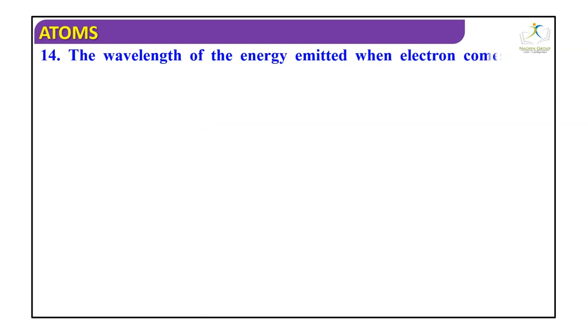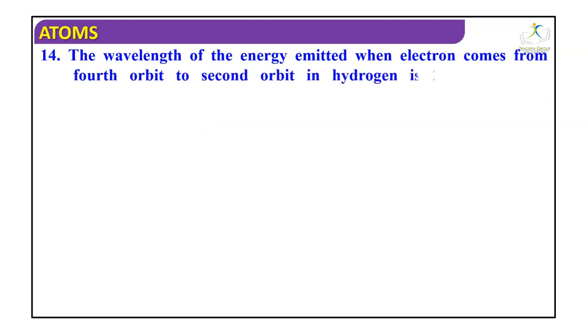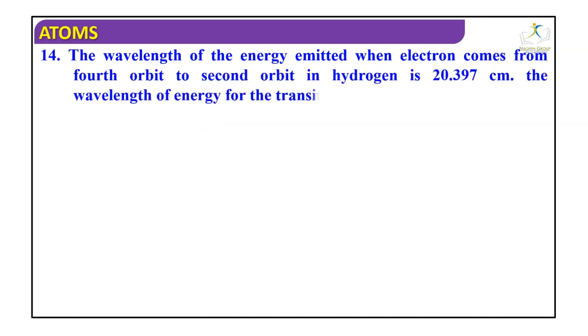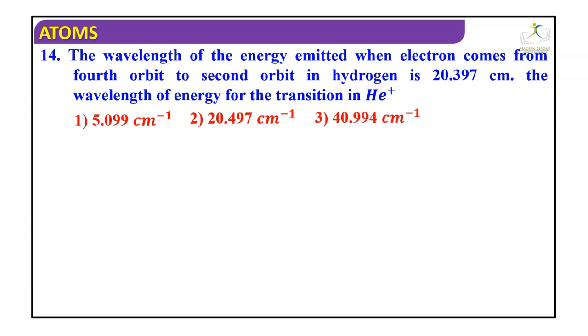Next question: the wavelength of the energy emitted when the electron comes from the 4th orbital state to the 2nd orbit in the hydrogen is 20.397 centimeter. The wavelength of energy for transition in He+ is 5.099 centimeter inverse, 20.497 centimeter inverse, 40.994 centimeter inverse, and the last 81.988 centimeter inverse.